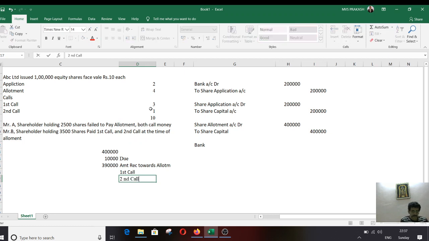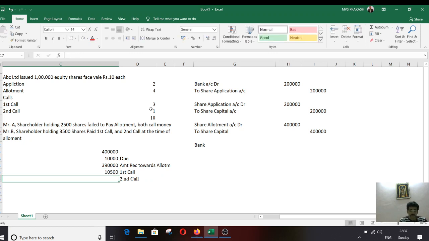Let us see. What is the amount for the first call? 3,500 into 3, 10,500, is the amount received in advance. Then 3,500 into 1. So the total amount is 14,000; 3,500 into 4 gives you 14,000. The breakup is first call 10,500, second call 3,500. This entire 14,000 is called calls in advance.